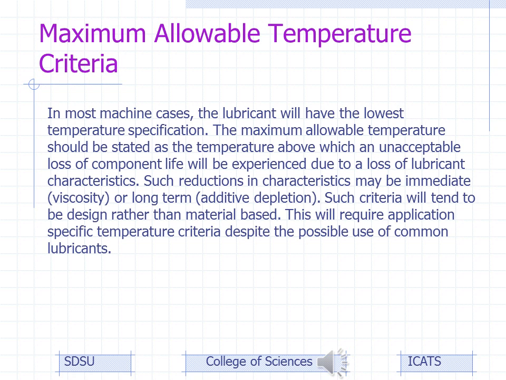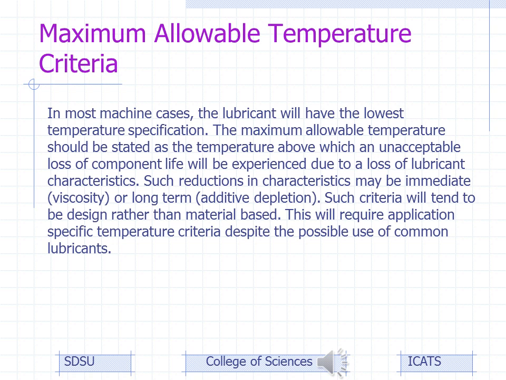Okay, the maximum allowable temperature should be stated as the temperature above which an unacceptable loss of component life will be experienced due to a loss of lubricant characteristics. Such reduction in characteristics may be immediate, such as viscosity, or long-term, that is additive depletion. You heat it up a little bit, you're going to get additive depletion. You heat it up a lot, your viscosity is gone.